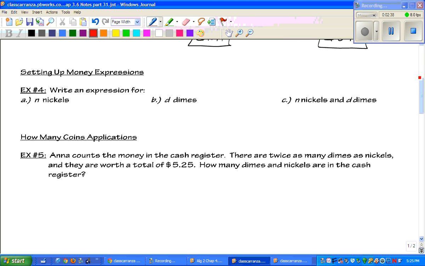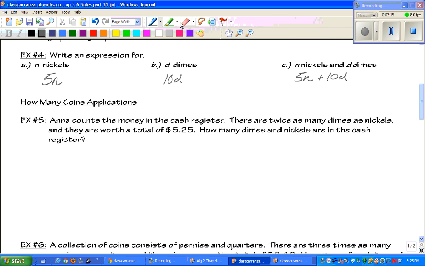Setting up expressions. Write an expression for the following amounts. Okay, nickel. If you have n nickels, well, a nickel, if we remember, is 5 from up top, but we don't know how many we have, so we would write 5n. Okay, for dimes, we would write 10d. Since the dimes are 10 cents, it would be 10d. Okay? Now that sort of thinking is going to help us out when we're setting up these next problems.